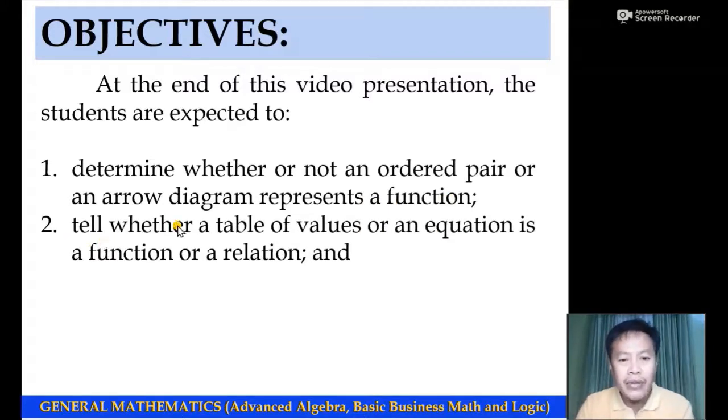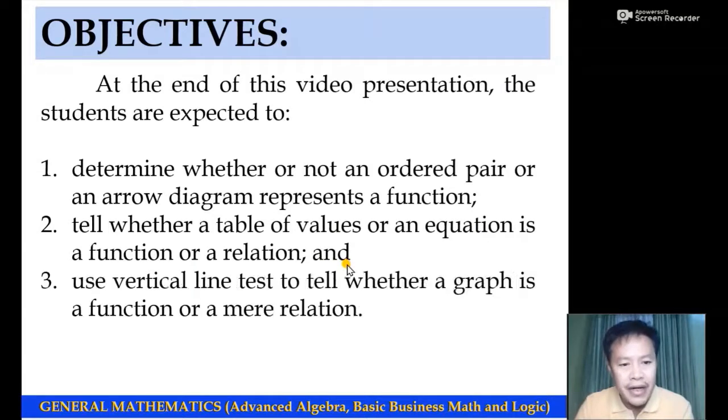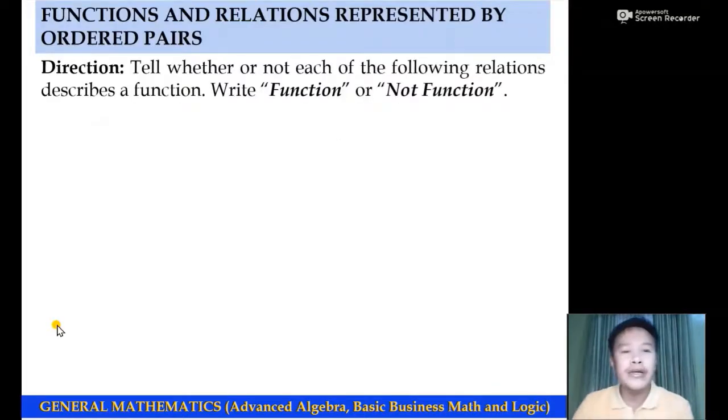Second, tell whether a table of values or an equation is a function or a relation. Third, use vertical line test to tell whether a graph is a function or a mere relation. We are going to represent functions and relations through ordered pairs. So when we say ordered pairs, we have the x value and we have the y value.